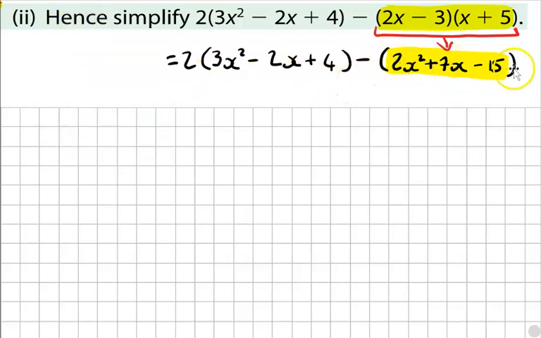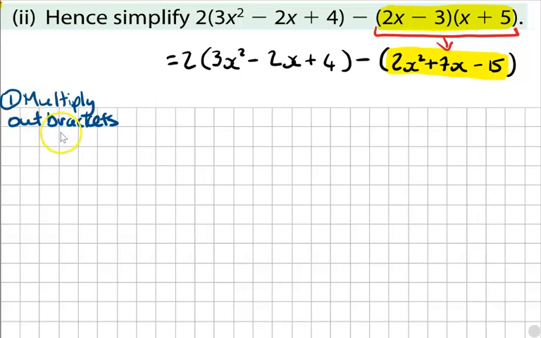Make sure you've got brackets around it though, because there's a minus in front. So in a few minutes, we're going to have to multiply that minus into the brackets. If you were to forget the brackets, the whole thing would go wrong. So we bring down the 2, the bracket, the 3x squared, the minus 2x, the plus 4, the other bracket, the minus, and we make sure we put brackets around the 2x squared plus 7x minus 15.